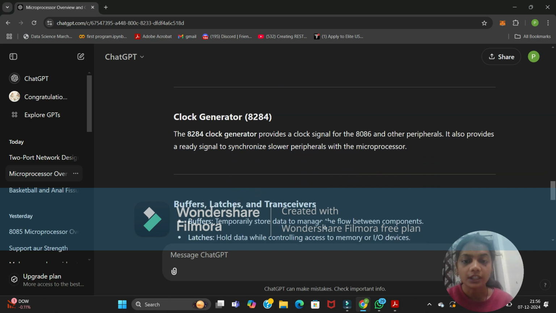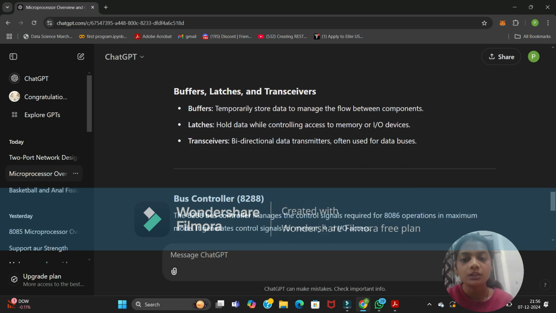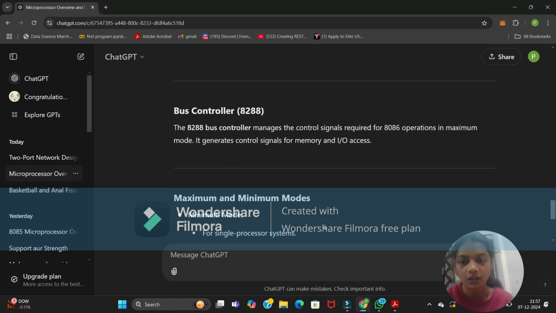Now, the clock generator. The 8284 clock generator provides a clock signal for the 8086 and other peripherals. It also provides a ready signal to synchronize slower peripherals with the microprocessor. Now, buffers, latches, and transceivers. Buffers temporarily store data to manage the flow between components. Latches hold data while controlling access to memory or input-output devices, while transceivers are bidirectional data transmitters often used for data buses.